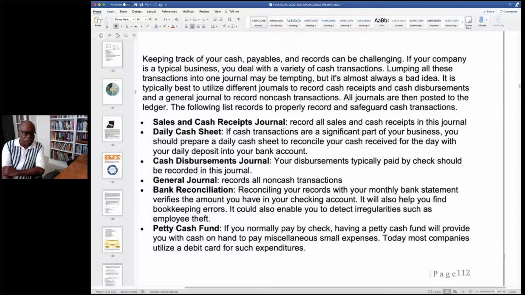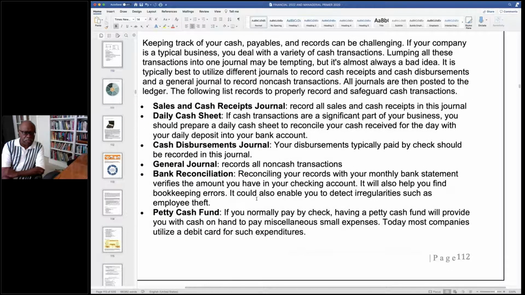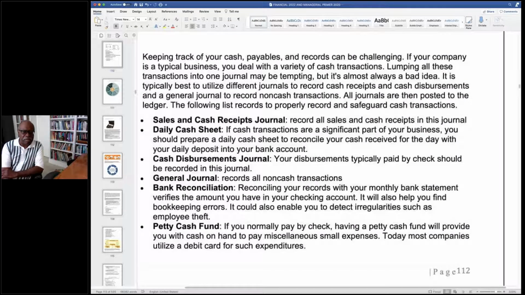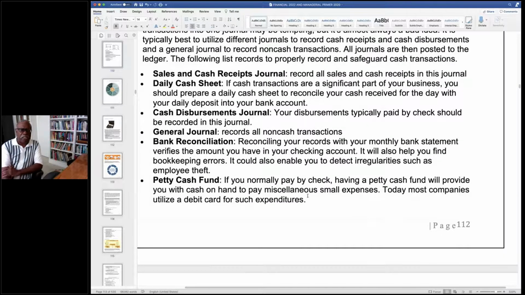Bank reconciliation. When you run a business or you're working with people who run a business and you're their accountant, you have to reconcile your bank statement. And then petty cash fund. When you have small expenditures you don't want to write a check for, there'll be a cash box like what we have here. Most times now, a credit card is utilized to handle these expenditures.